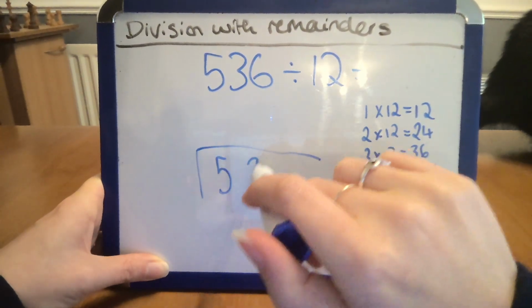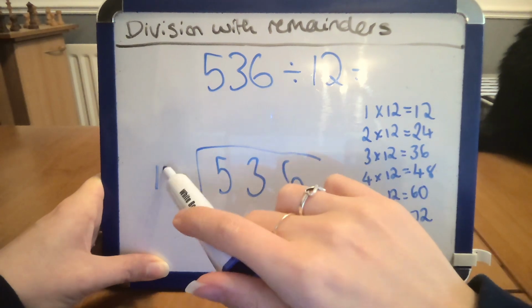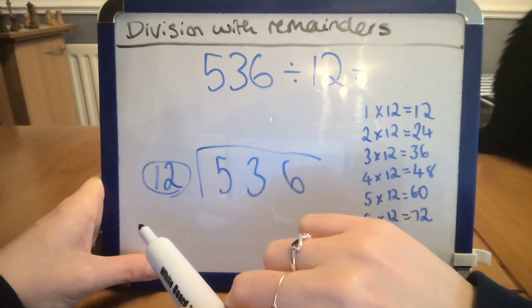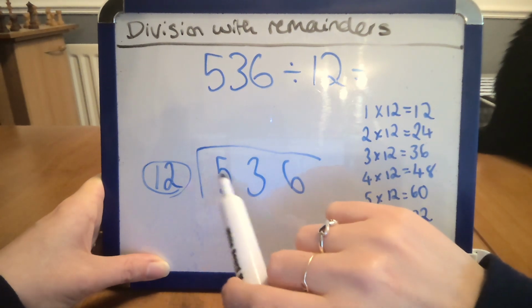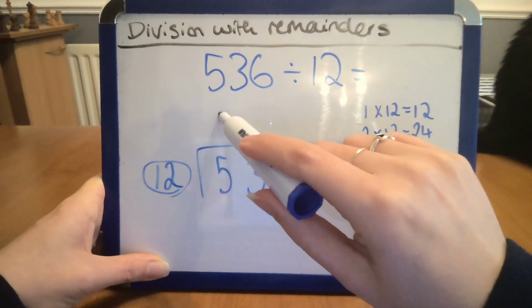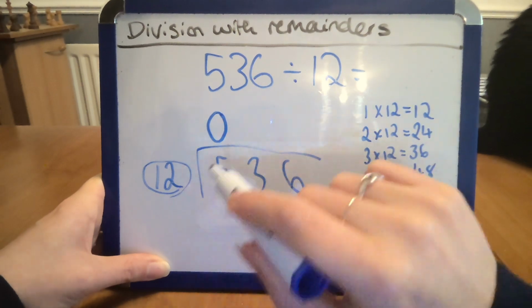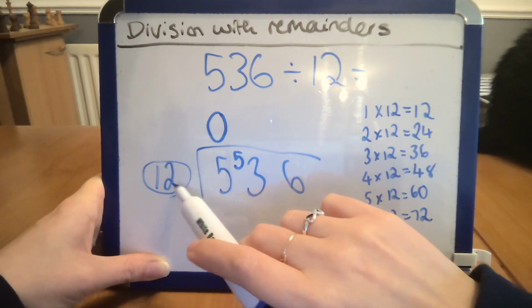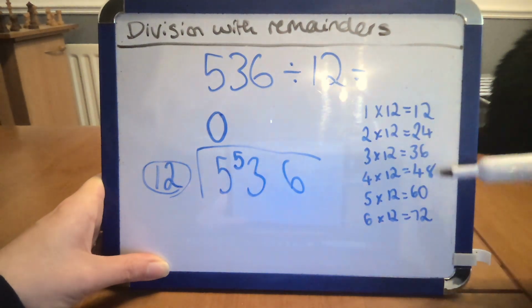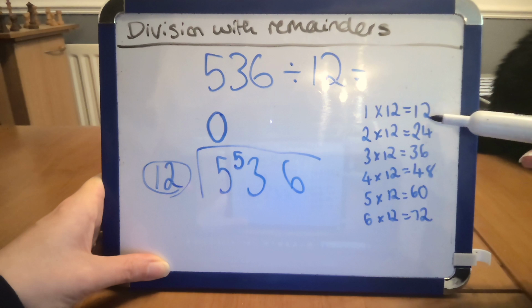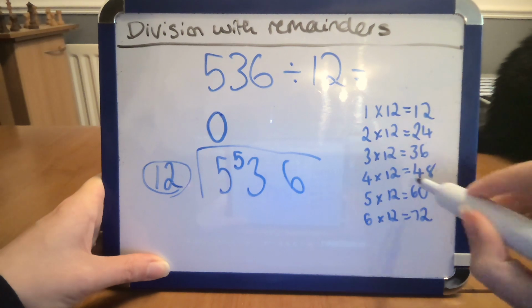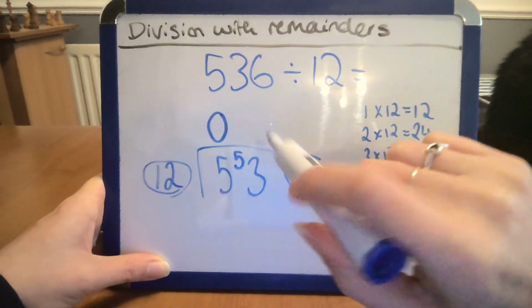The first number goes inside our bus stop, and the second number goes outside. So we don't split this number up at all, it stays as 12. So we ask ourselves, how many times does 12 go into 5? 0, it can't. So that 5 then moves over here to make this 53. How many times does 12 go into 53? So this is where I refer to my 12 times table. If I go to 48, that is small enough that it goes into 53, and 60 is too big, so it must be 4.